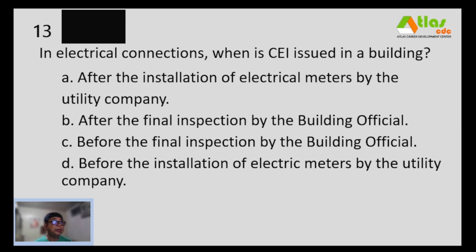Question number 13. In electrical connections, when is CEI issued in a building? A. After the installation of electrical meters by the utility company. B. After the final inspection by the building official. C. Before the final inspection by the building official. And letter D. Before the installation of electric meters by the utility company. 10 seconds.